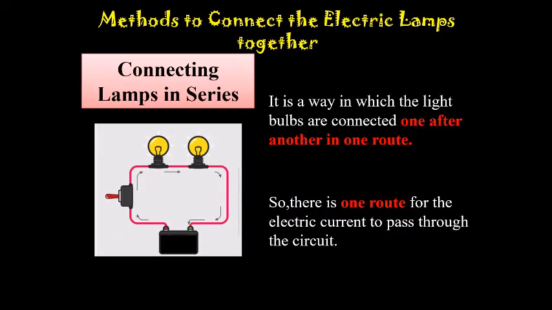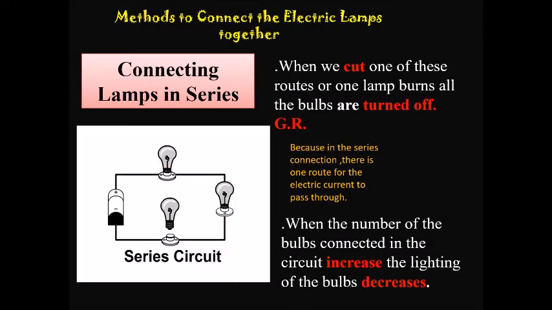Start with the series connection. As you see in the picture, it is a way in which the light bulbs are connected one after another in one route on the same way. So, there is one route for the electric current to pass through the circuit. It only passes in one direction. In the series connection, all the lamps are on the same route.